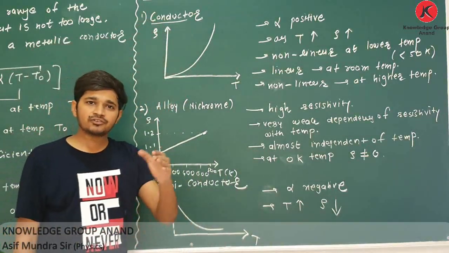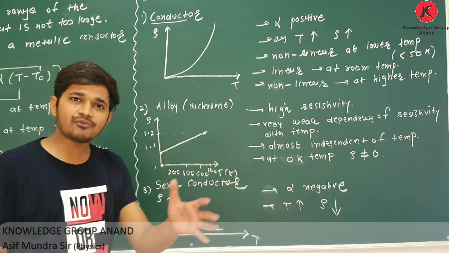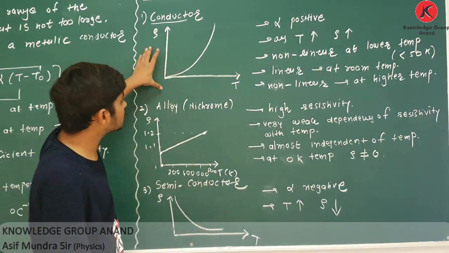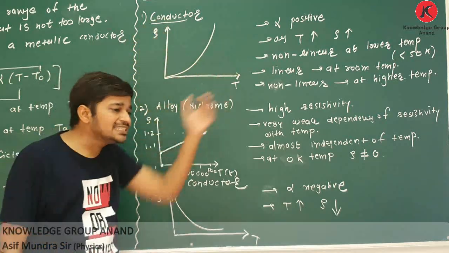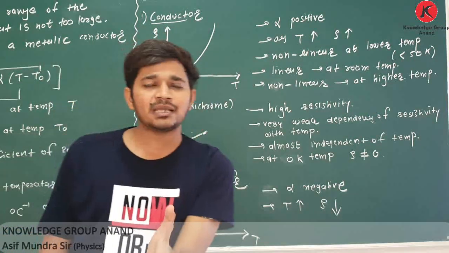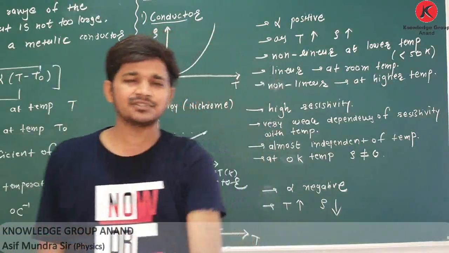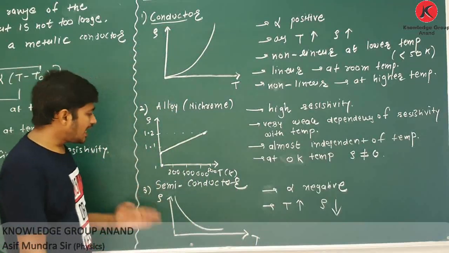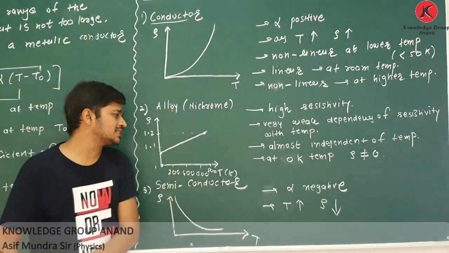So, how to test metal? How to identify metals? Yes, for metals, for conductors, as we decrease temperature, at 0 Kelvin temperature its resistivity will become 0. Last point, semiconductor.